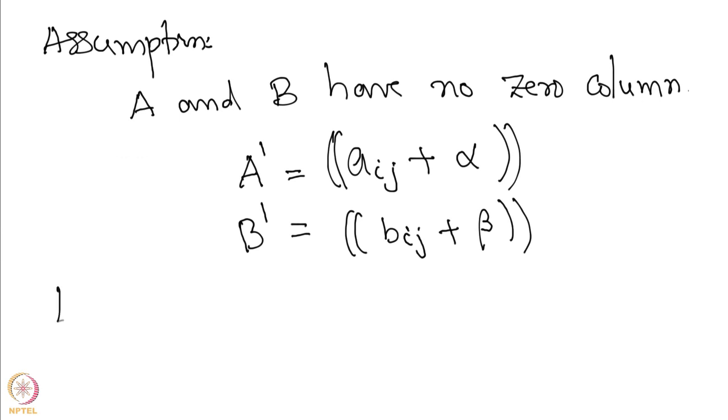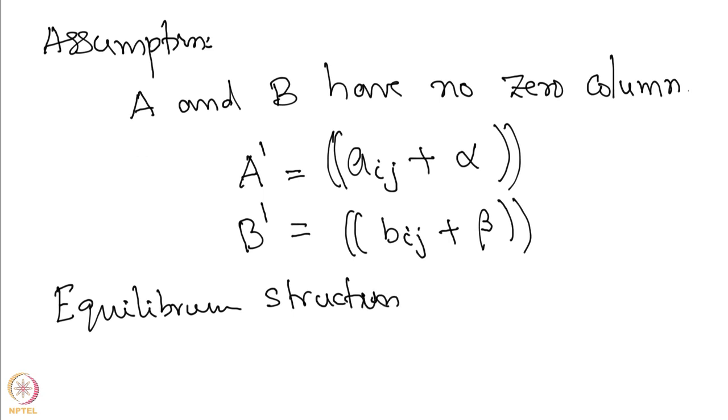If you really look at the equilibrium structure, it will not change. Whatever is an equilibrium for the original game A and B is an equilibrium for A prime and B prime. Similarly, any equilibrium for A prime, B prime is also an equilibrium for A and B. This is a trivial exercise: just write down the best response condition, and it becomes a simple fact. In that sense, the matrices A and B having no zero column is not really a serious assumption, but we assume this condition throughout this session. So, we have now made two assumptions: one is non-degeneracy and the other is no zero column.